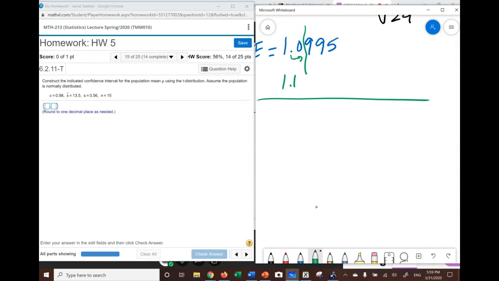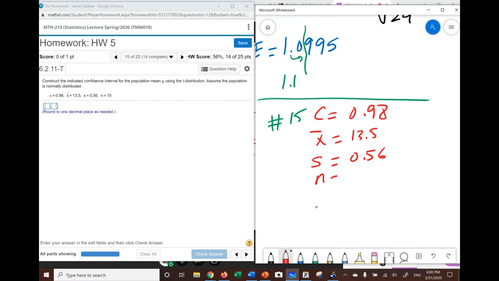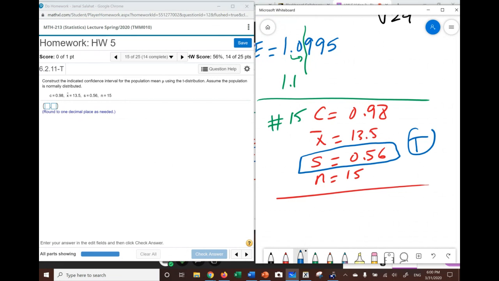Now, let's go to number 15. In number 15, they gave us C, which is 0.98. They gave us X bar, which is 13.5. They give us S, which is 0.56. And they give us N, which is equal to 15. Notice one thing. They gave us S. S is a standard deviation for a sample. That automatically tells you to use the T, not the Z.